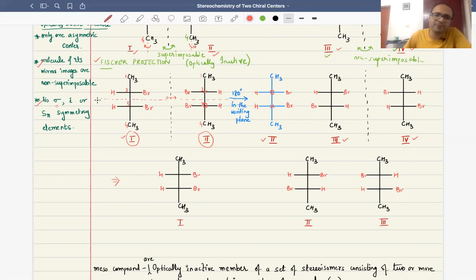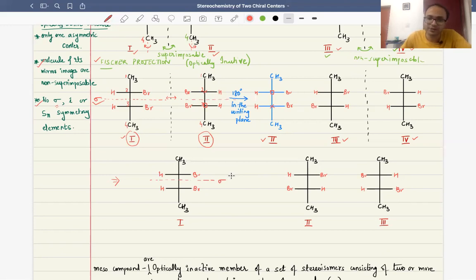If this kind of plane exists in a molecule, which is able to mirror image both ends of the molecule, then we say that this particular stereoisomer contains a sigma plane. So whenever you have a symmetry element like a plane of symmetry present in the molecule, then it is optically inactive. Here, since we have a plane of symmetry where the top part is the exact mirror image of the bottom part of the molecule, this is optically inactive. So due to the presence of a sigma, this is inactive.